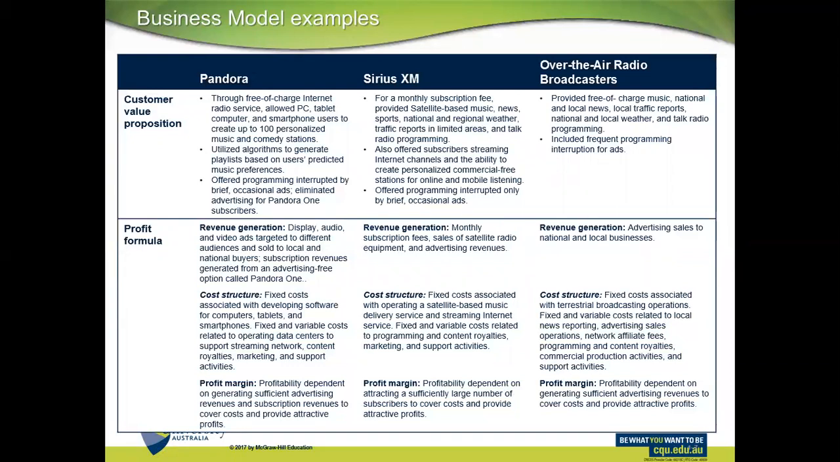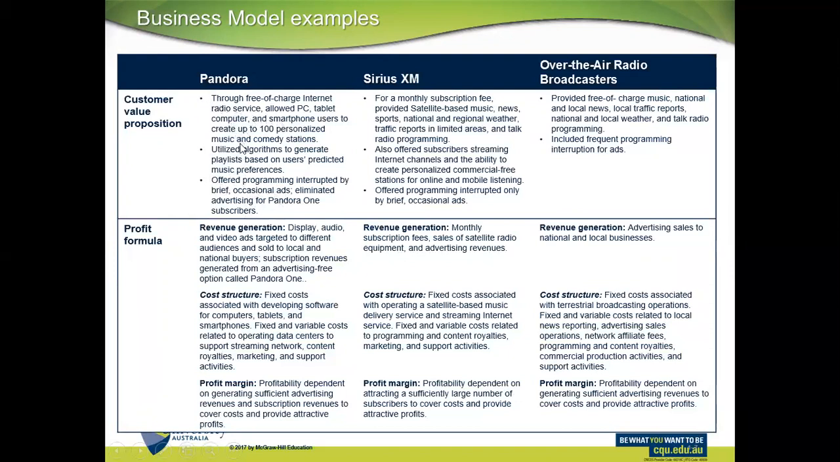This is an example of a business model where, first of all, these are all internet-based radios. Pandora is an internet-based radio system, and then we have the over-the-air radio broadcaster, which is not internet-based. The first thing we look at is the customer value proposition. Pandora, for example, provides a free of charge internet radio service, which is available on PC, tablet, computer, and smartphone. They also have algorithms that help generate playlists based on users' predicted music preference. They offer programming which is interrupted by brief and occasional ads, but these ads are eliminated for Pandora One subscribers.